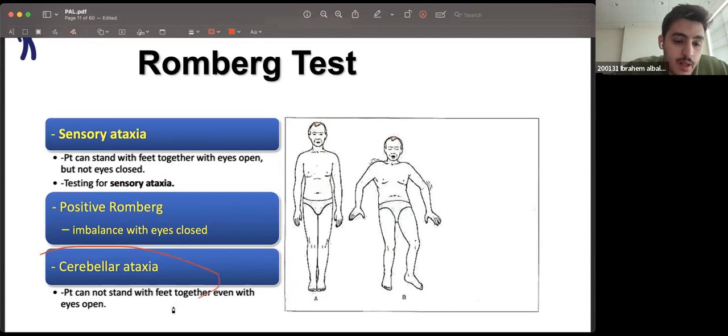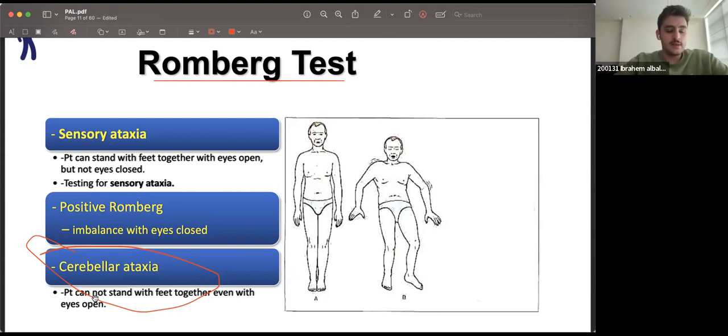Now, compared to cerebellar ataxia, it is not tested by Romberg test. So Romberg test is just for the dorsal column, okay? If you had a lesion in the cerebellum, you'll be standing still, but you will not be able to coordinate while your eyes are open, okay? So as you know, the dorsal column is responsible for the conscious proprioception, okay? While the cerebellum is responsible for the unconscious proprioception. So you'll be standing still, but since you don't have unconscious proprioception, you might be standing in a tilted way.